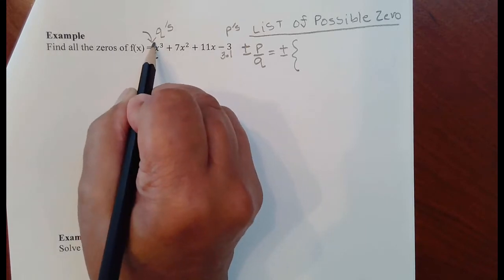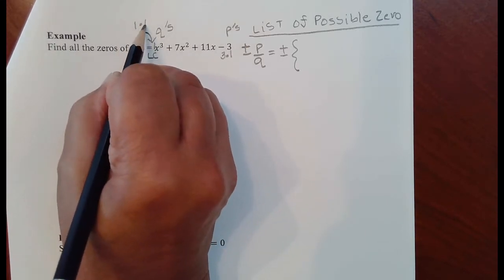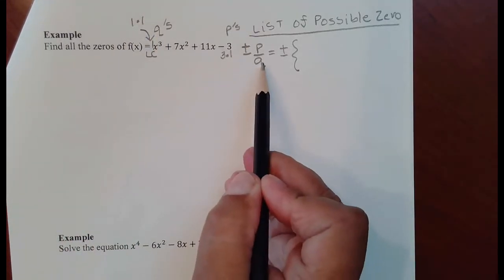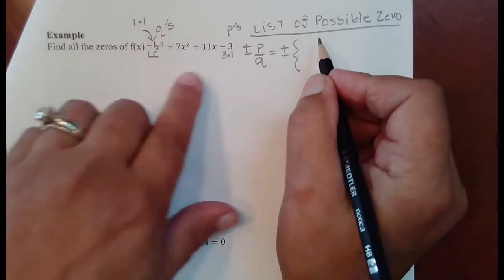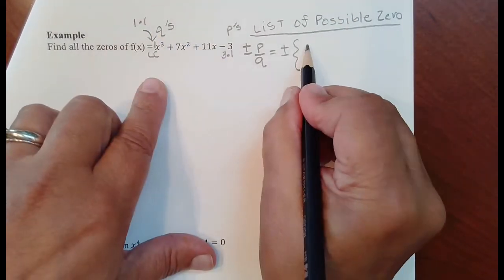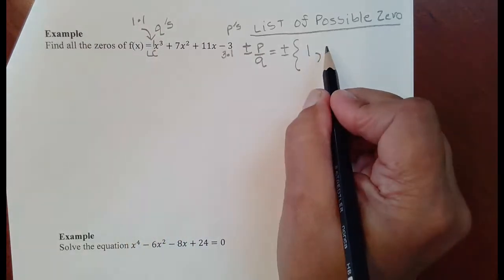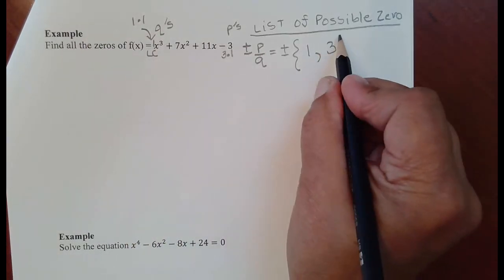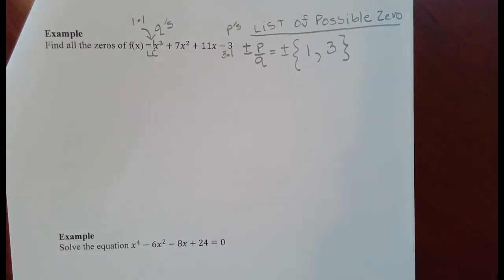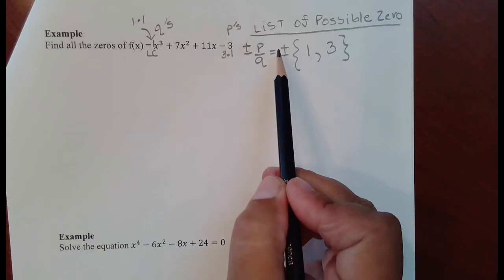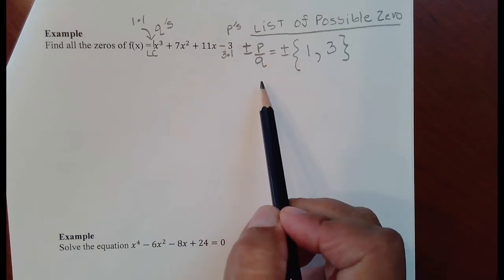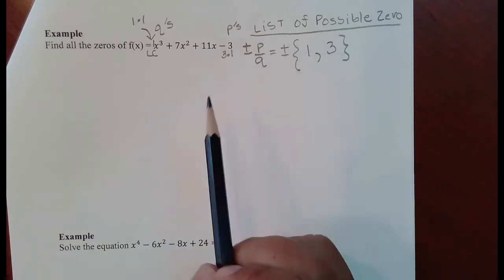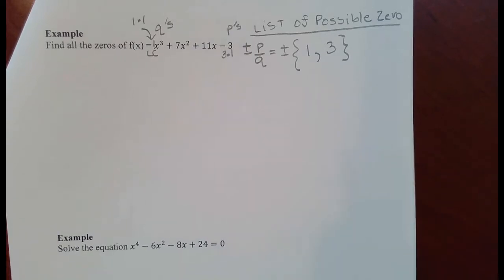And that leading coefficient of 1 only factors as 1 times 1. So the only thing that q can possibly be is a 1. So we're going to do 1 over 1, and we're going to do 3 over 1. Okay, these are the only things that we have to consider. Now, there are 4 different possibilities there. You could use positive 1 or negative 1. That's 2 of them. And you could use positive 3 or negative 3. That's 4 different things you could use.